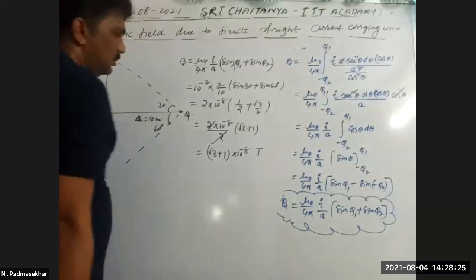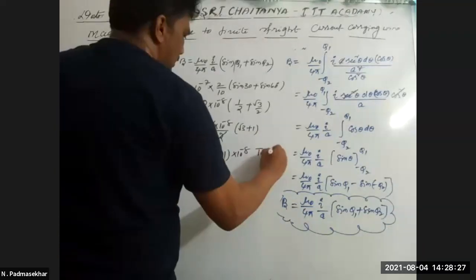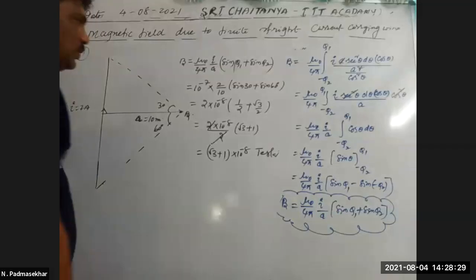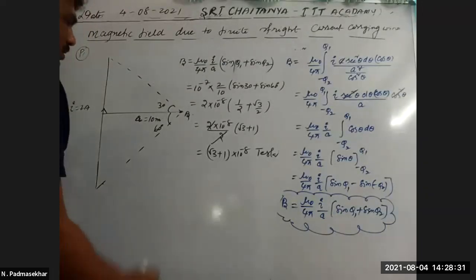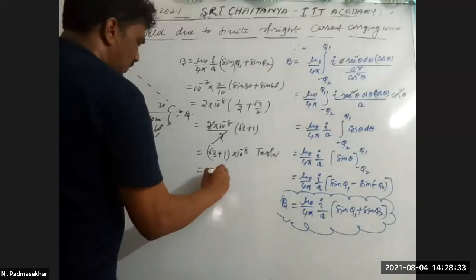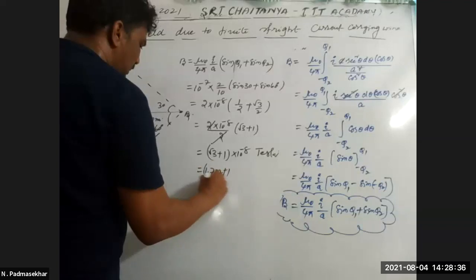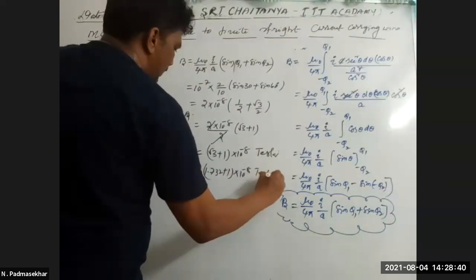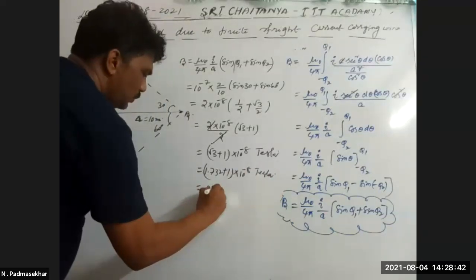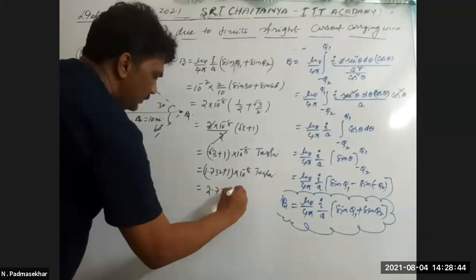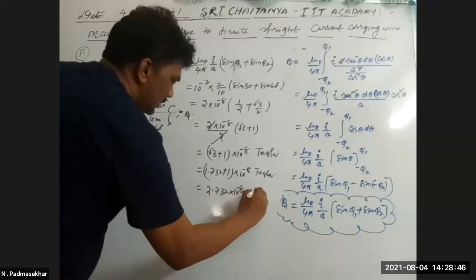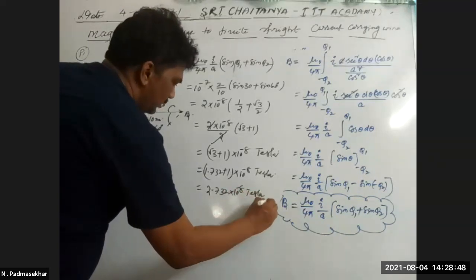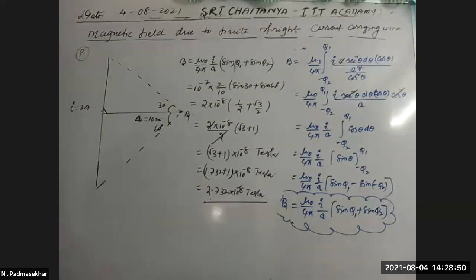Tesla. Magnetic field unit is Tesla. So root 3 is 1.732, plus 1, into 10 power minus 8 Tesla. So this is 2.732 into 10 power minus 8 Tesla. This is the magnetic field at the point.